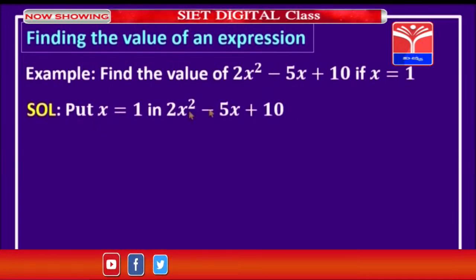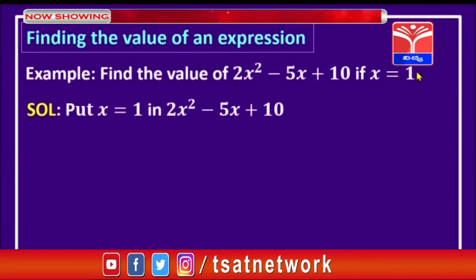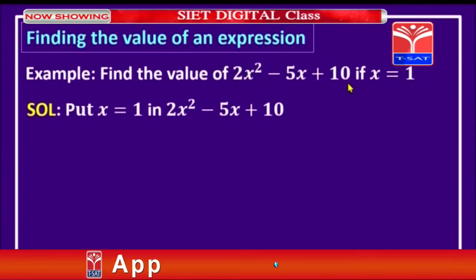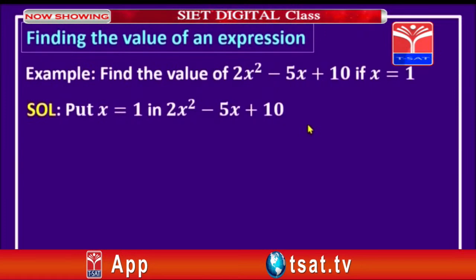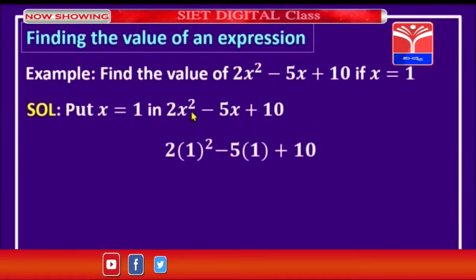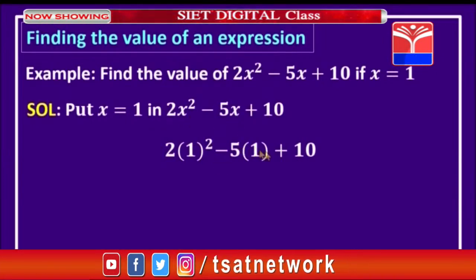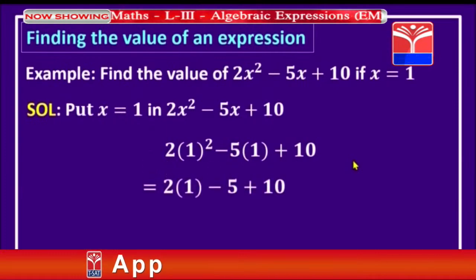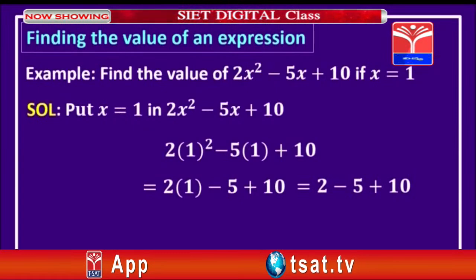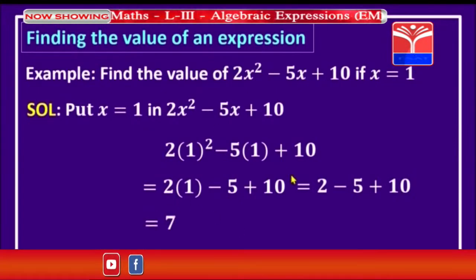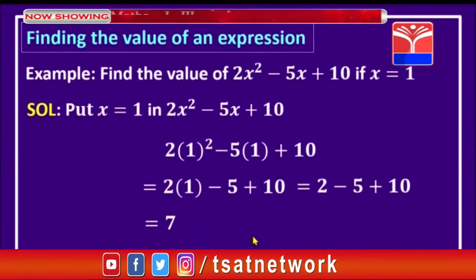Whatever the value of the variable is given, here in this case it is 1. So this 1 I will be substituting in place of x in this algebraic expression. So put x equal to 1 in 2x square minus 5x plus 10. So this will become 2 into 1 square minus 5 into 1 plus 10. Let us simplify this, children. So we get 2 into 1 minus 5 plus 10. On further simplification you get 2 minus 5 plus 10. So it is 2 plus 10, 12 minus 5, you get 7. So the value of the given expression is 7.